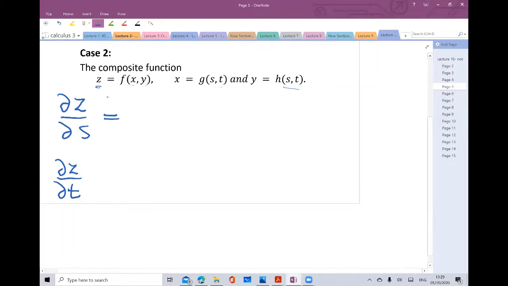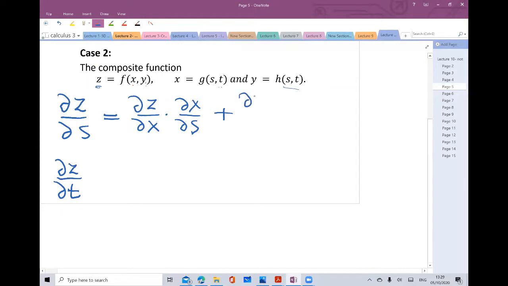Let's do it like this. If I'm going to do the derivative of z with respect to s, and I know z is a function of x and y, then I'll first do the derivative of z with respect to x, right? Times the derivative of x with respect to s. All of these are partial, and f is a function of two variables, and g is a function of two variables, plus, because I have still another variable y.